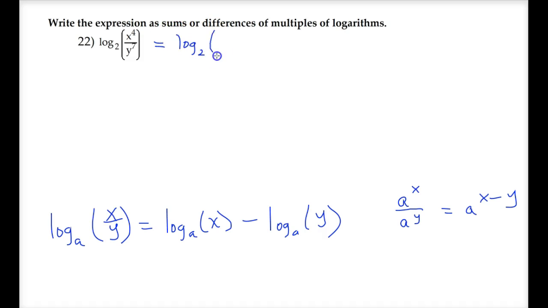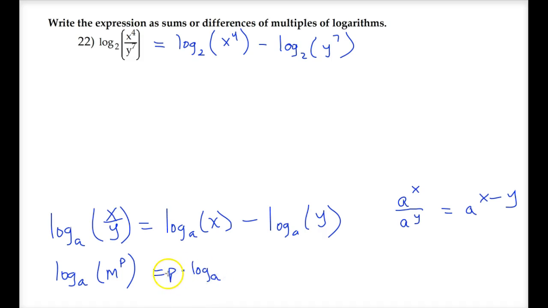But we're going to rewrite this as log base 2 of x raised to the 4th minus log base 2 of y raised to the 7th, okay? Now, the other rule that we're going to use is one I mentioned in problem number 21, which is whenever we have log of some base evaluated at some exponent, so in other words, m raised to the p here, then we could take this p and move it outside of the logarithm and rewrite it like this: p times log base a of m in this case, okay?